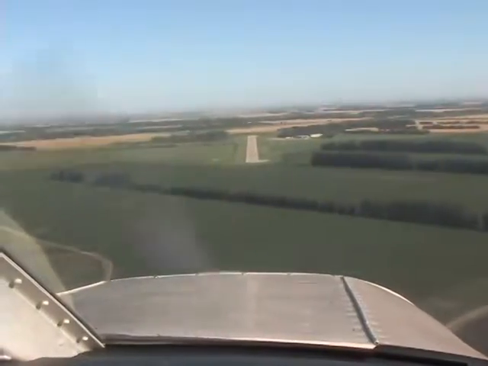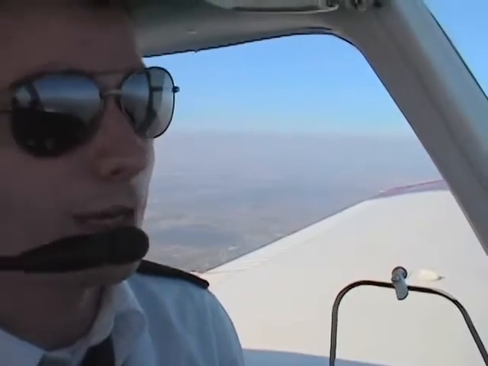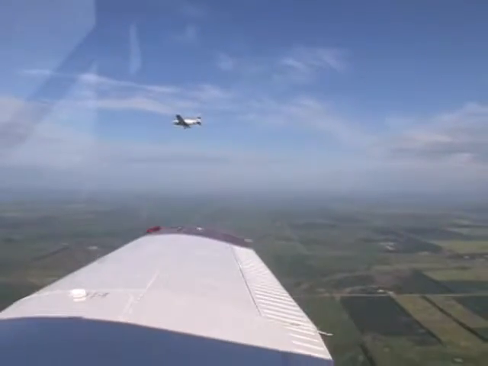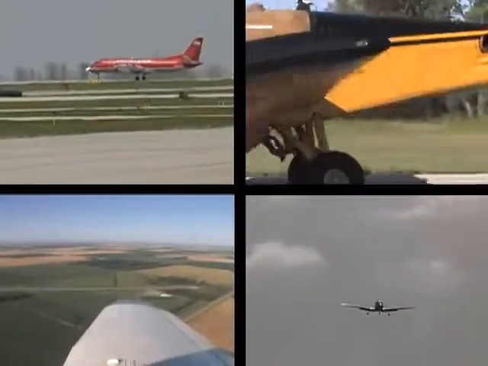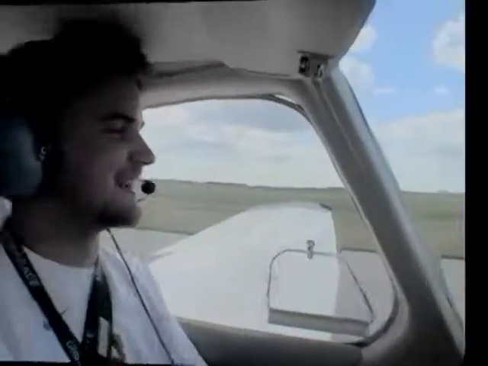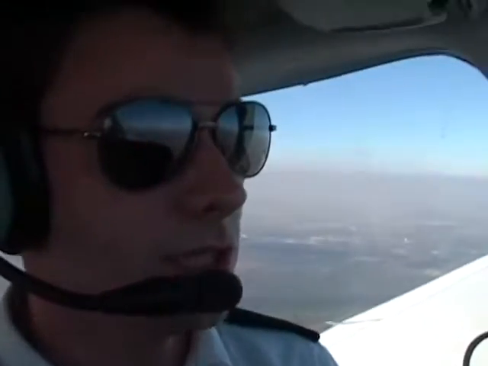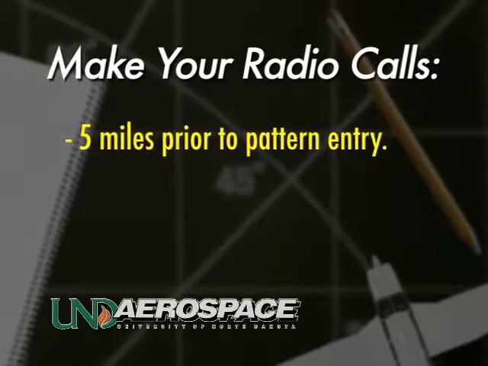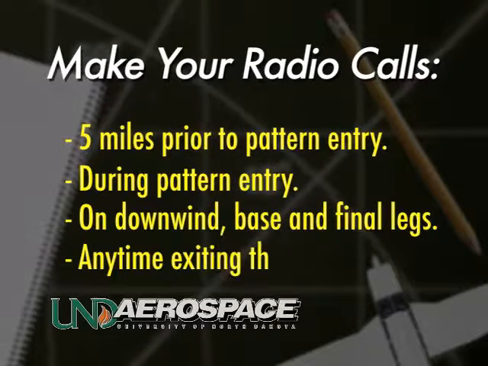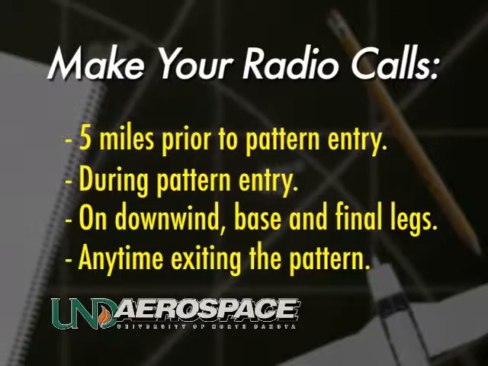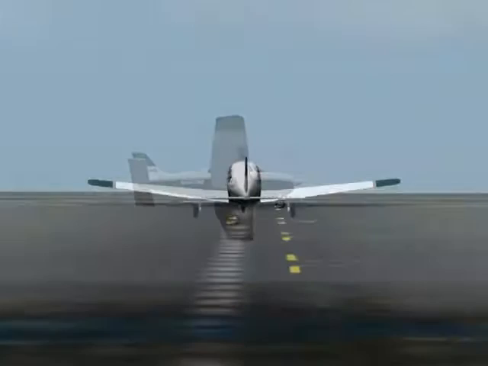And it's a whole different ballgame at non-towered airports. The pilot must be situationally aware to the point that they can communicate directly with other traffic and maintain adequate separation at all times. You can think of non-towered operations as all pilots working together to achieve a common goal, which is getting safely on the ground or safely in the air. Radio calls and position reports should be made at a minimum at least 5 miles from pattern entry, during the entry, on the downwind, base, final legs, and anytime exiting a pattern. Practice these calls with your instructor and develop an efficient working relationship with everyone else sharing the airspace and the runway.